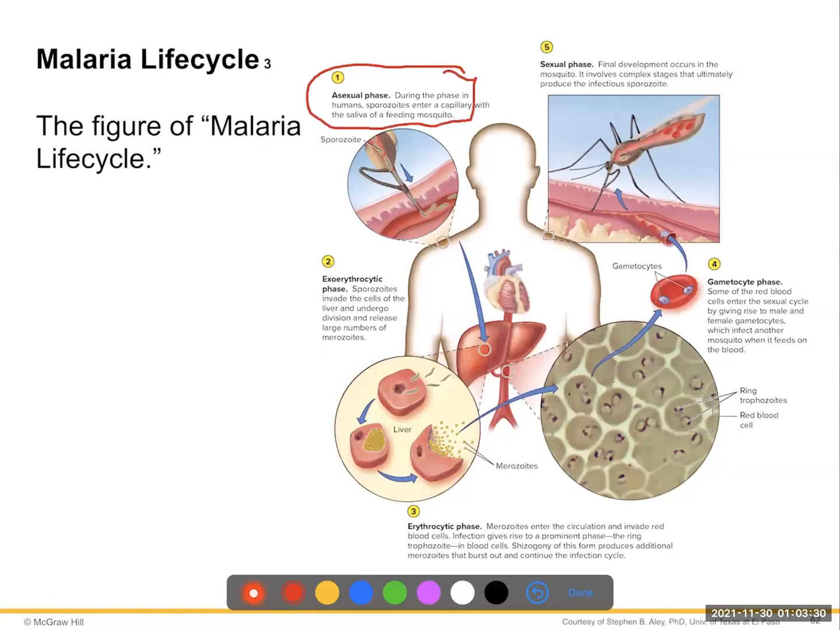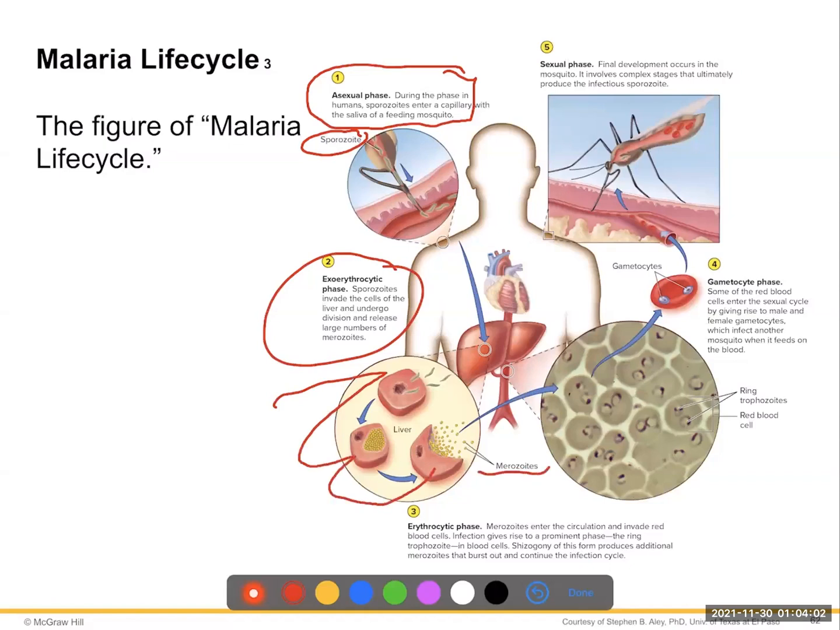Okay, so during the phase in humans, sporocytes enter a capillary with the saliva from the feeding mosquito. Remember, the sporocytes are up here in the salivary glands. So when it bites, the salivary glands release the sporocytes up under the skin, up under the epithelium. Then the second step, the exoerythrocytic phase: sporocytes invade the cells of the liver, undergo division, and release a large number of merozoites. So it goes into the liver, stores up in the liver, and then bursts open and releases these merozoites.